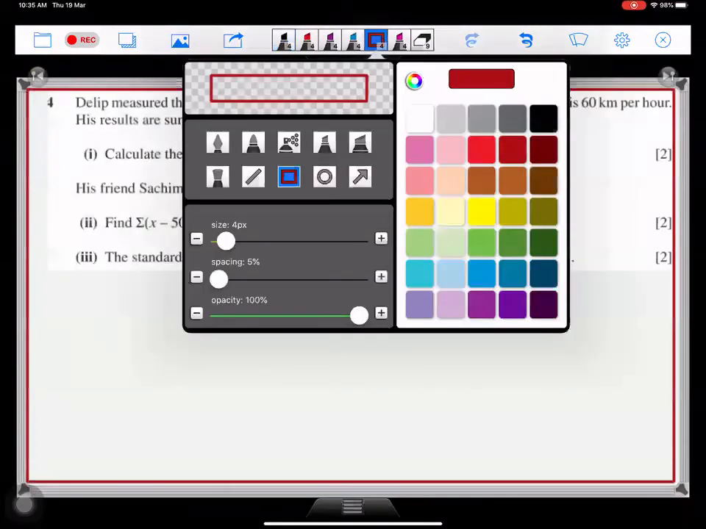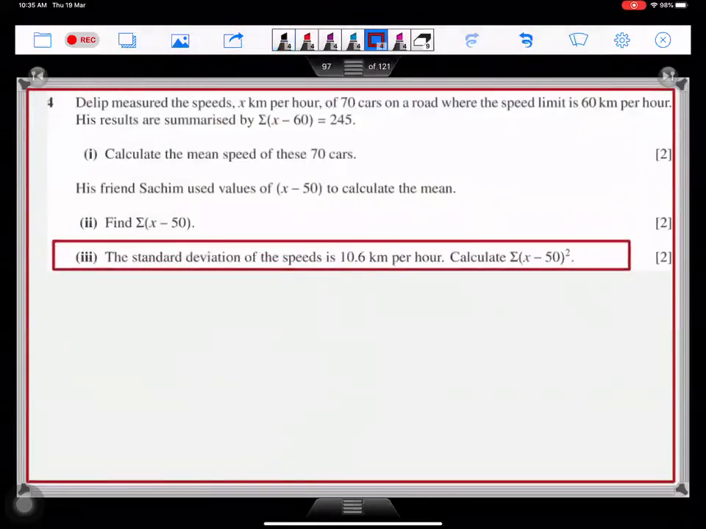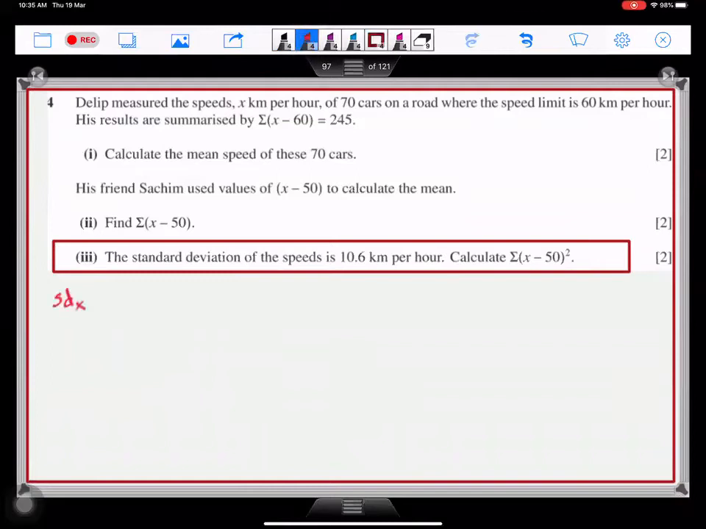What are they asking in the very last part? They are asking, the standard deviation of the speeds is 10.6. That means standard deviation for variable x, standard deviation for variable y, standard deviation for variable w, that's all equal. So therefore, this time what they are asking is sigma w square, the same traditional working. Standard deviation w square is sigma w square over n minus w bar square. Am I right?